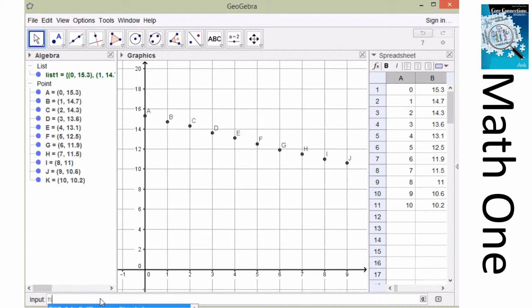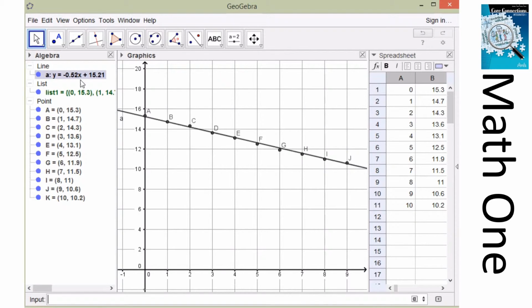If I wanted to calculate the correlation coefficient, I could do that by doing, actually, let me go ahead and create the line of best fit. So I'll just do fit line. And fit line only requires one argument. It requires a list of points. So I'll just hit enter, and the list of points is stored in list 1. So you type fit line in list 1, it generates the line of best fit.